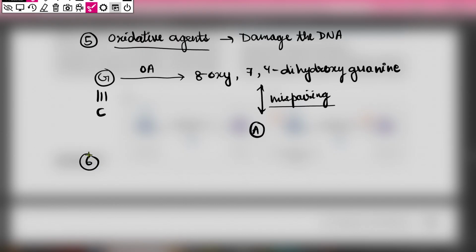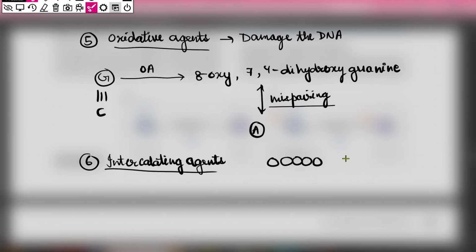The last type of chemical mutagens which can be present is the intercalating agents. The intercalating agents are those which will insert themselves in between the base pairs. Suppose here I have the base pairs of a DNA. Now one of the agents coming from outside gets inserted here. This agent was present outside and is inserting itself here. So it is performing the process of intercalation, and this agent is known as an intercalating agent.